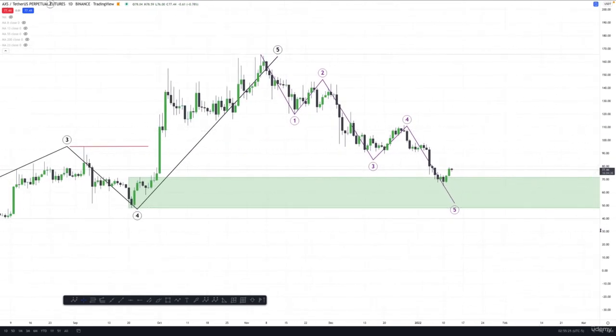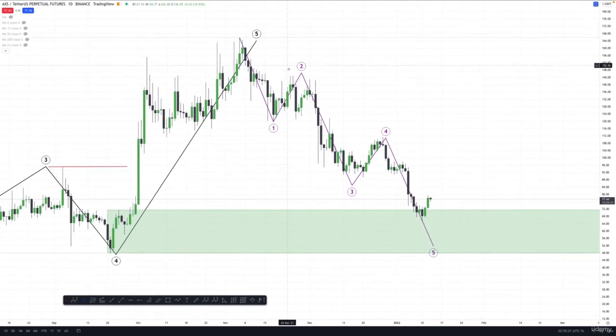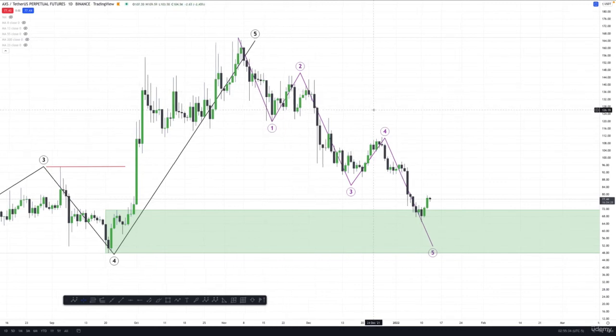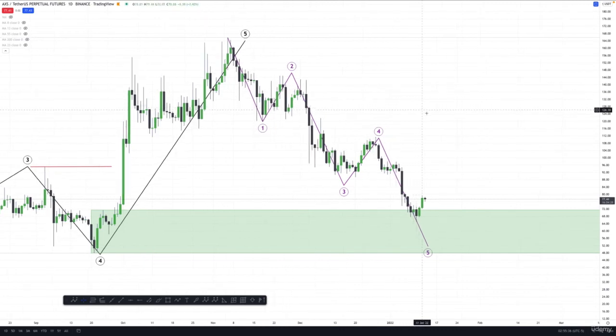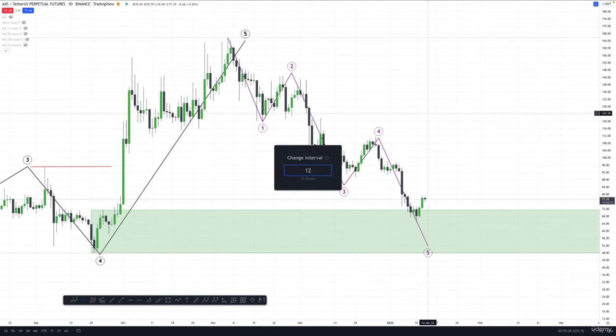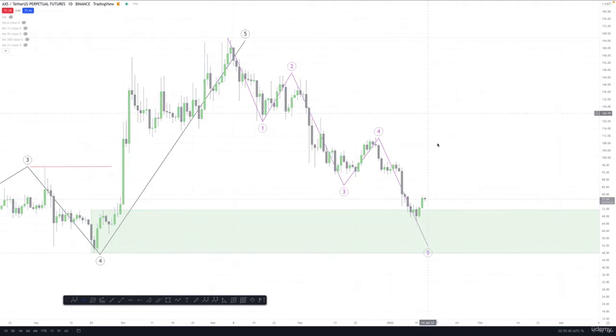And if you see here, I told you that each impulse, each motive wave can be subdivided into 5 waves. So that's how we say that this is a valid structure. So if you see here, I would further go down to 12 hours to see more details.